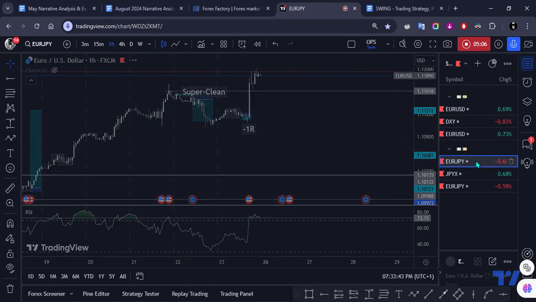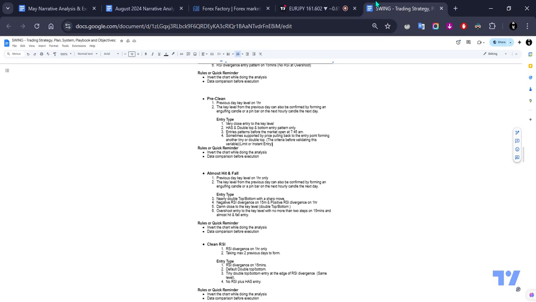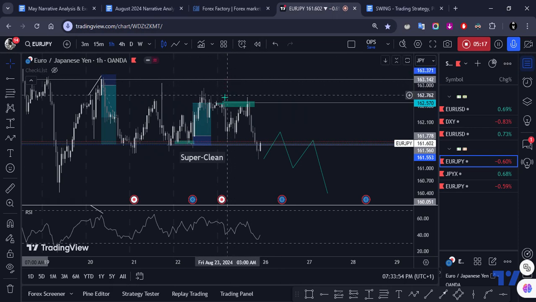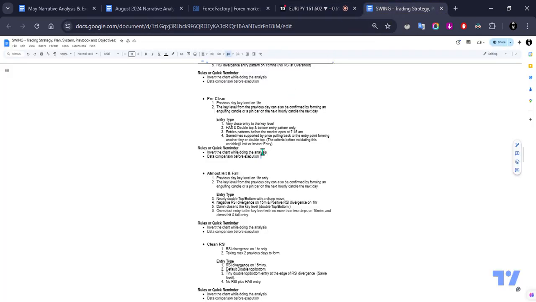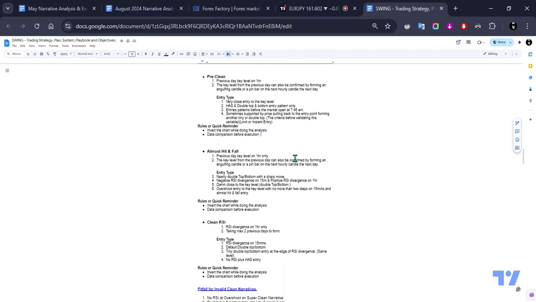Okay, let's check out the checklist as well, because it is important we use the checklist, so we'll be able to disqualify that on a better ground. So pre-clean, there was a high here. So what are we expecting after that? Nearly double bottom with a sharp move, nearly double top and bottom. Nearly, what do you mean by nearly?